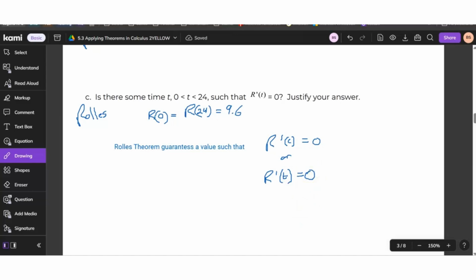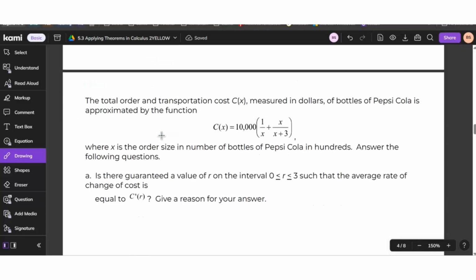Amazing, right? Such that R prime of T is equal to 0, or R prime of C, because when we first defined them, we usually used R prime of C. Don't you feel like we're being super efficient? We're being great. All right, let's keep it going.